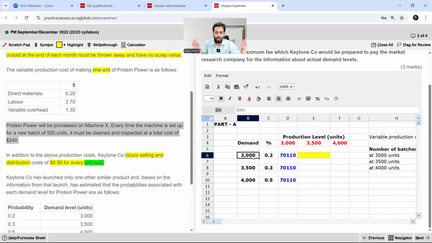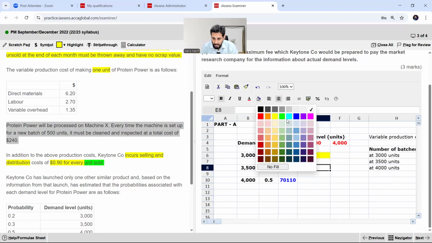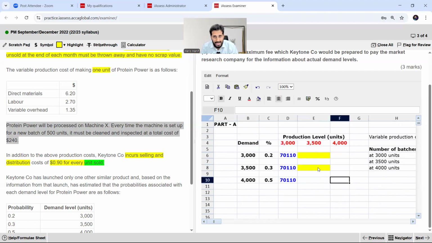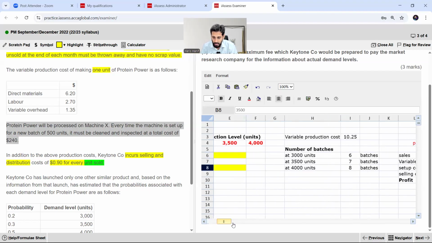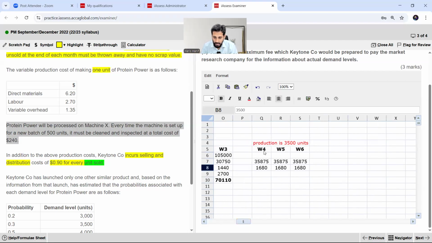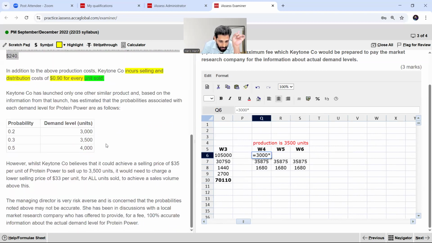Finish. No need to account for it. Simply, I have to bear that cost. So the demand is 3000. Here in this cell, second yellow cell, demand is 3500. Okay, just hold on. Here the demand is 3000 and your selling price is 35. Selling price is 35, right?